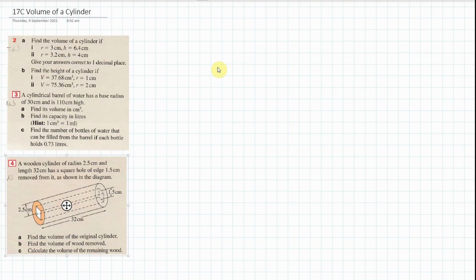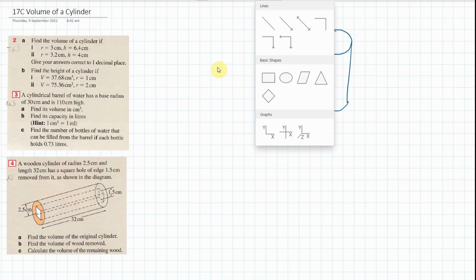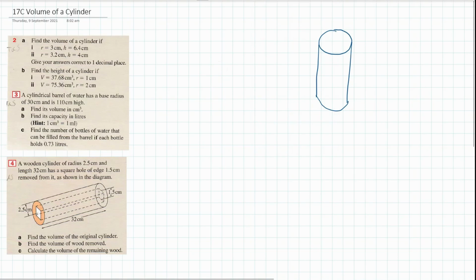Alright, you geniuses, looking at volume of a cylinder today. The way we do volume of a cylinder is like a prism, really, isn't it? So we've got our cylinder, a dodgy drawing of a cylinder. What we want to do is find the area of the circle, and then we can times it by the height. That will give us the volume of a cylinder.